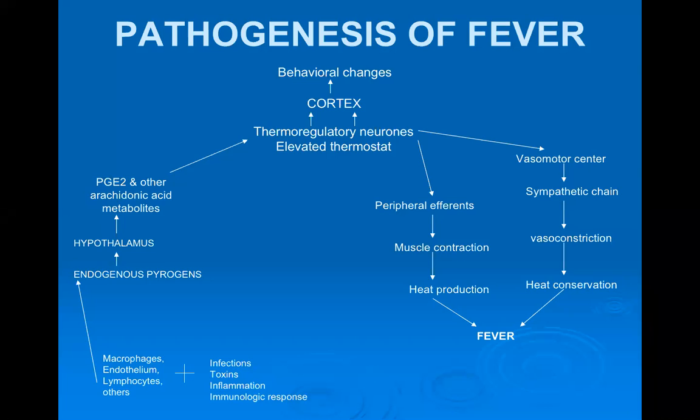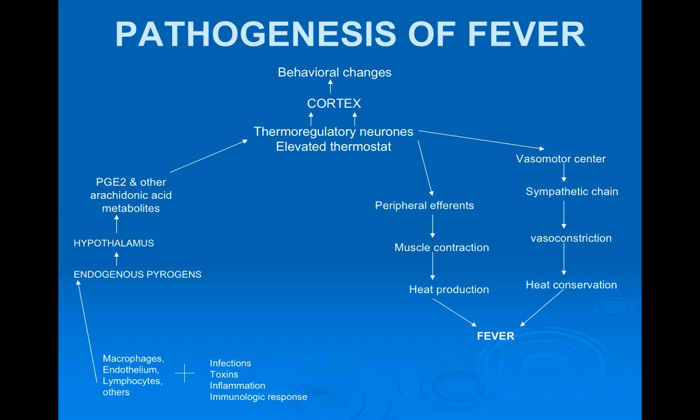Now let me summarize this important pathogenesis in a few sentences. There are two types of pyrogen, endogenous and exogenous. Exogenous pyrogens mean different types of infection and inflammation. Endogenous pyrogens mean cytokines. Both of these cause increased production of prostaglandin in the hypothalamus. Prostaglandin will elevate the thermostat, and then different mechanisms will occur in the body.